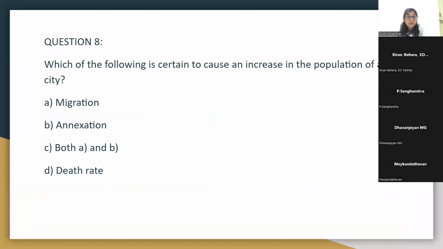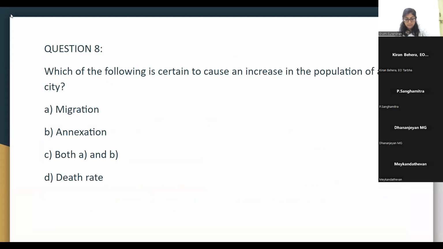Now, the 8th question: which of the following is certain to cause an increase in the population of a city? Migration, annexation, both A and B. Mujahid has said A, Kiran has said C.